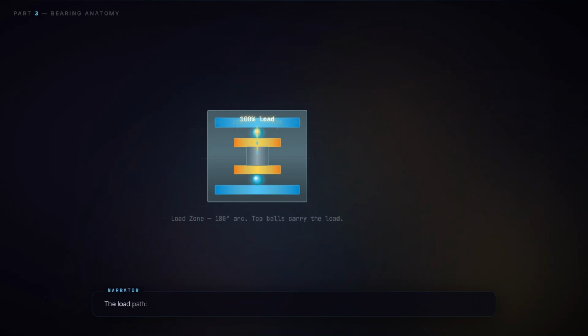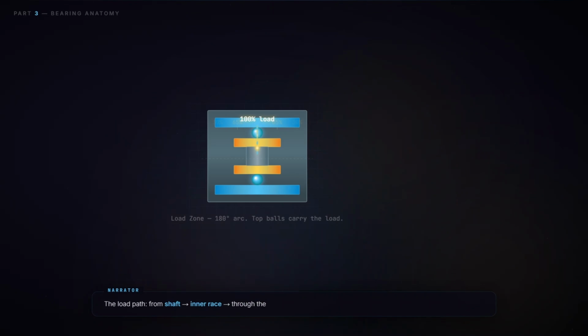The load path, from shaft to inner race, through the ball, to outer race, to housing. The top ball carries the most load.